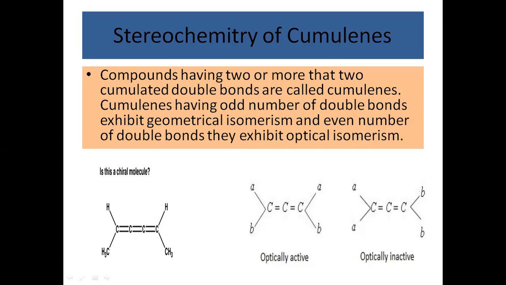Then the third one we have seen is the alternating axis of symmetry. A molecule is said to possess an alternating axis of symmetry if on rotating through an angle of 360 by n about this axis, followed by a reflection of the resulting molecule in a plane perpendicular to the axis, the mirror image is exactly identical to the original molecule. So there are three types of elements of symmetry: the plane of symmetry, the center of symmetry, and the alternating axis of symmetry.